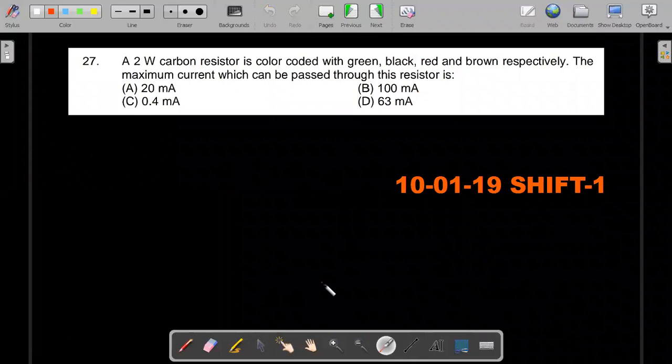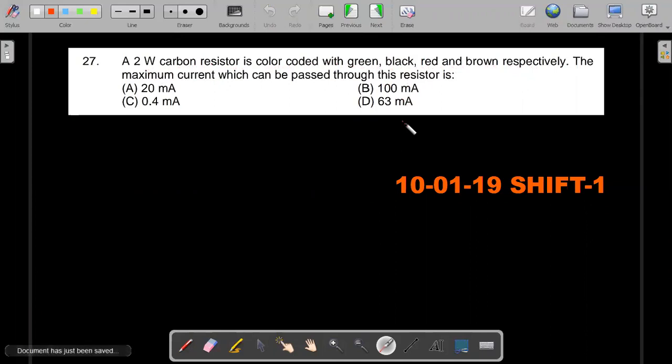Right. Next one. A 2-watt carbon resistor is color coded with green, black, red and brown respectively. The maximum current which can be passed through this resistor is... This is a nightmarish question for professors because we generally don't remember. I'm an electrical engineer, so I do remember it. But a lot of us don't remember the color coding. It's left to the students.